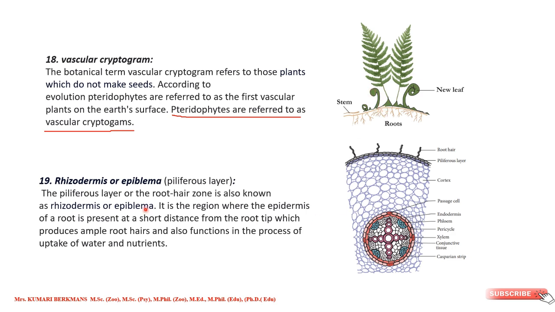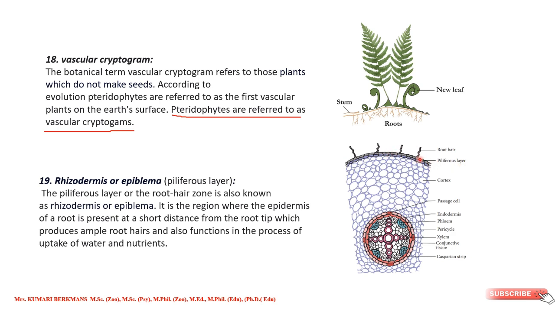Now next one, rhizodermis or epilemma. The question is, what is piliferous layer? Where is it present? You can see in this, this is a cross section of the root. You can find this zone. This zone is called the piliferous layer.